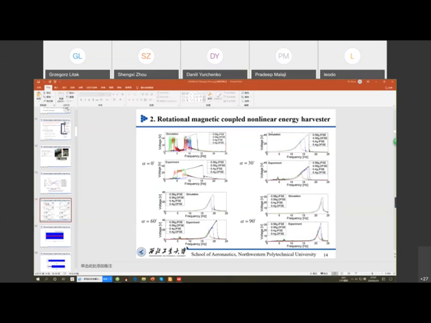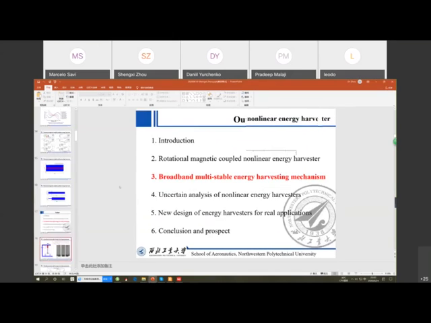Okay, this is from Kasim. Have you analyzed the evolution of basins for multi-stable vibration energy harvesting with respect to the impact? I didn't make the analysis with the impact. I can explain here.